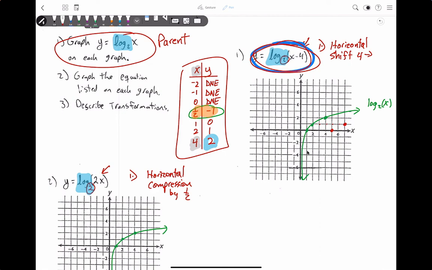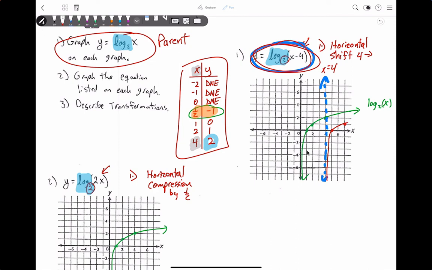So because it got shifted 4 units to the right, what used to be the y-axis as an asymptote is now going to go 4 units to the right. Okay, so 4 units to the right, there is my new vertical asymptote. And we're going to call that x is equal to 4. So the graph looks something like this. That's the new graph. That's this transformation graph.